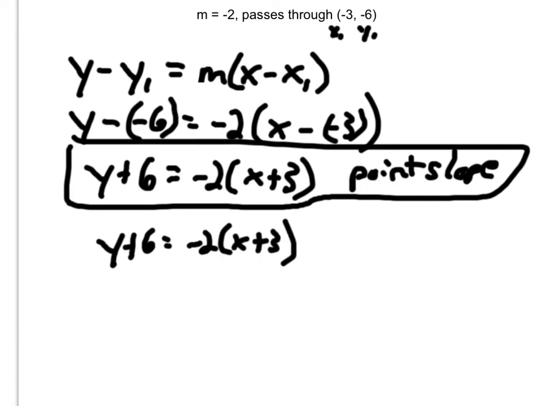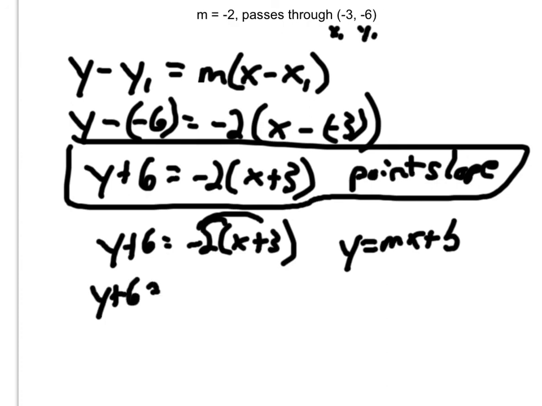And let's think about this here. Slope intercept form is y equals mx plus b. Okay, so there's no parentheses in this one like there are in point slope form. So what we need to do is get rid of these parentheses, and we know how to do that pretty easily. We're going to distribute this to get rid of the parentheses. So I'm going to have y plus 6 equals negative 2x plus negative 6.